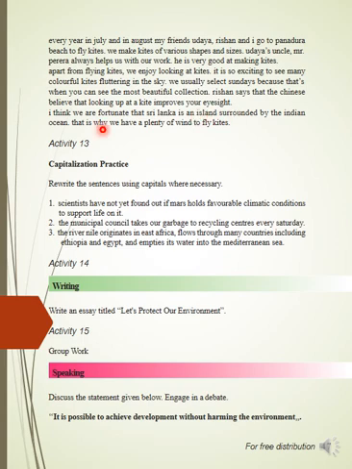Full stop. Activity 13, capitalization practice. Rewrite the sentences using capitals where necessary. First one. Scientists is the first word of the sentence. S should be capital. Scientists have not yet found out if Mars is a planet. M should be capital. Holds favorable climatic conditions to support life on it. Again, S should be capital. Mars, M should be capital. Here, full stop.